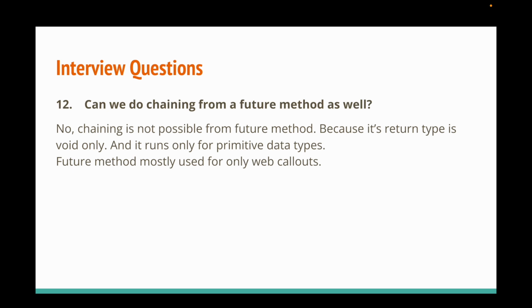No, chaining is not possible from a future method because its return type is void only, and it runs for only primitive data types such as boolean, datetime, integer. Only those kinds of primitive data types it will run for, and future methods are generally used for web callouts only. So that's why we cannot do chaining from a future method.